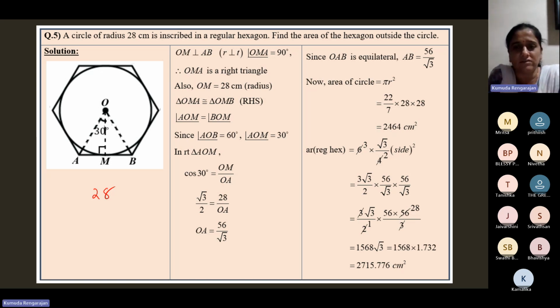So clearly the answer is area of the hexagon minus the area of the circle. Circle, we can find the area because we know the radius. Hexagon, we need root 3 by 4 into side square. We need the side of the hexagon, and that can be found using trigonometry.